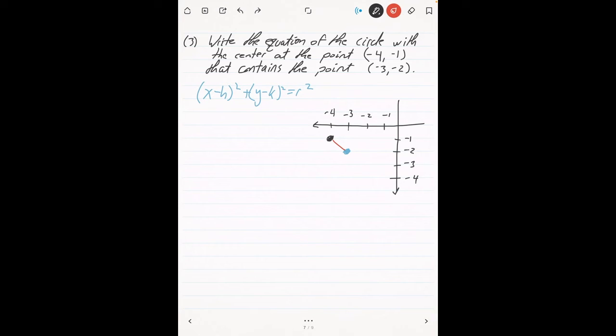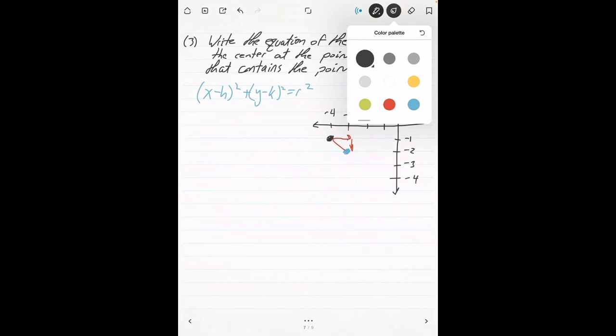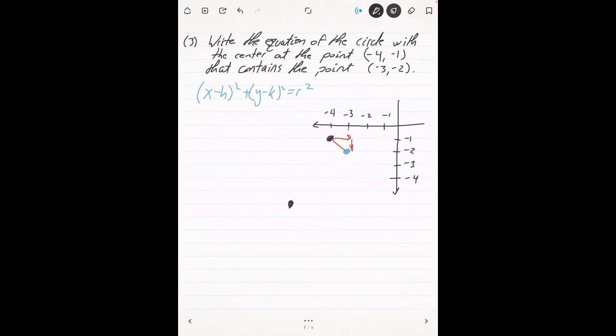To go from the black point to the blue point, I have to go over, let me draw that a little neater. I have to go over 1 unit this way, and I have to go 1 unit down. So 1 unit horizontally and 1 unit down. Let me try to zoom out a little more and show what's going on. To go from the center point to this, let's say, blue point being on the circle, I have to go over 1 unit this way and 1 unit that way. These are the horizontal and vertical components.